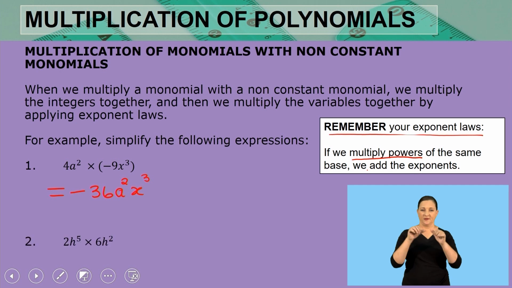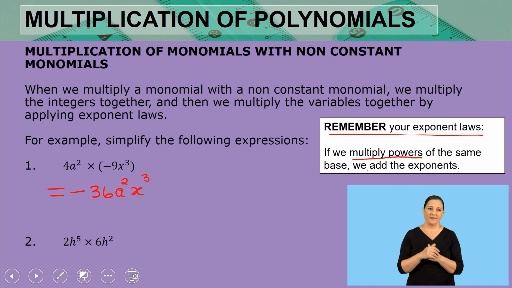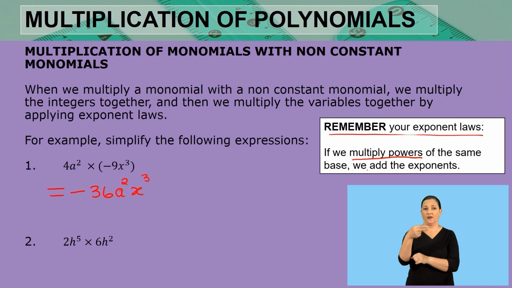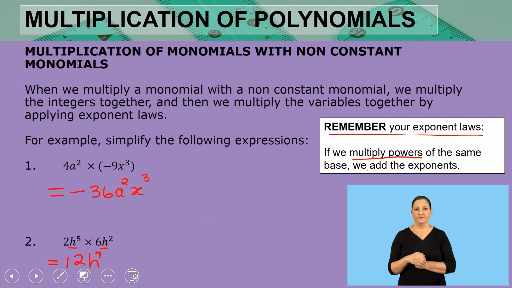Let's look at a second example. So I have there 2h exponent 5 multiplied by 6h squared. So we are going to start with the integers, and that is 2 multiplied by 6. That gives us an answer of 12. Now, if we look at the variables, they have the same base. So these powers have the same base, and we are going to add the exponents. So 5 plus 2 is going to be 7. So our final answer is going to be 12h exponent 7.